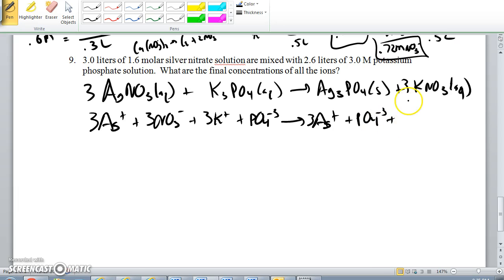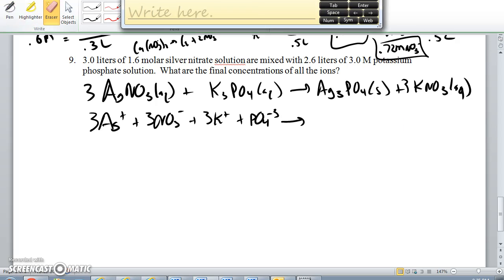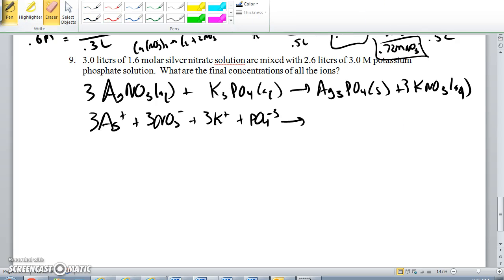plus, oh, ha, no, you are not going to get that. That is when you go quickly. So this we know does not dissociate. And you're going to get 3 Ks and 3 nitrates. All right, start with initial concentrations.